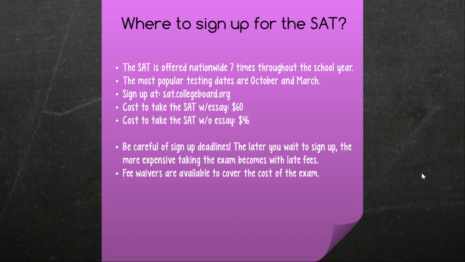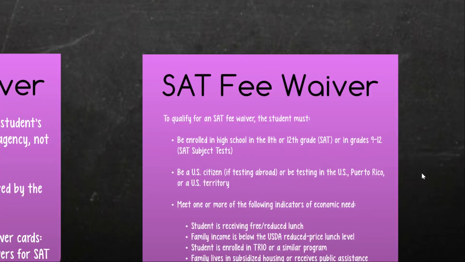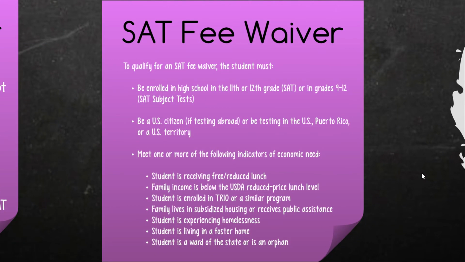The SAT is offered nationwide 7 times throughout the school year. The most popular testing dates are October and March. They can sign up at sat.collegeboard.org. It costs $60 with the essay and costs $46 without. Make sure the students are aware of deadlines, because people who procrastinate will end up having to pay more money. There are fee waivers also available for students who cannot afford $60 per exam.